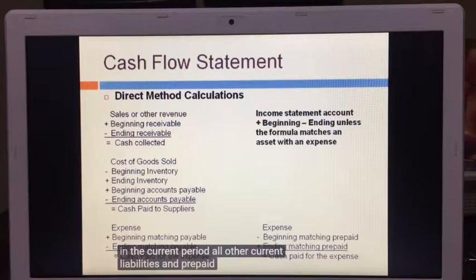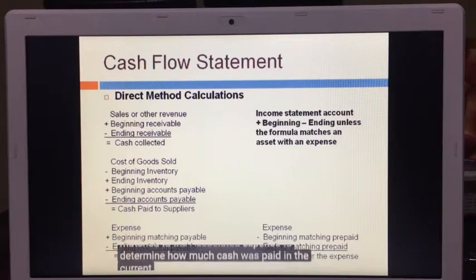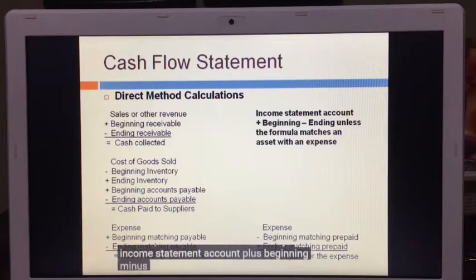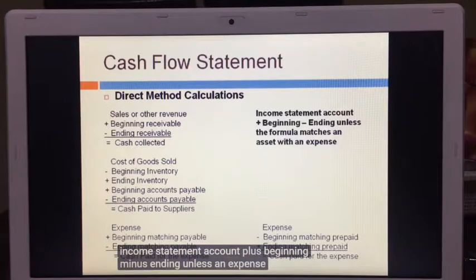All other current liabilities and prepaid expenses are matched to the associated expense to determine how much cash was paid in the current period. The formulas are always income statement account plus beginning minus ending, unless an expense is matched with an asset.